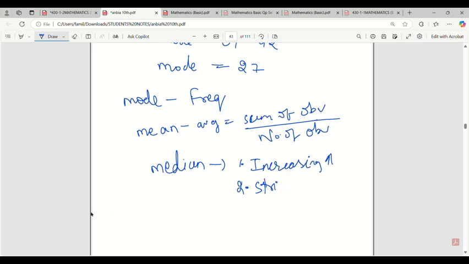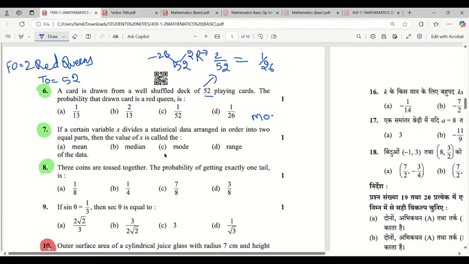Then we'll strike out the things, right? So what we'll do, we are arranging the data here. In particular, in median only we'll arrange the data. Median will be the correct answer.